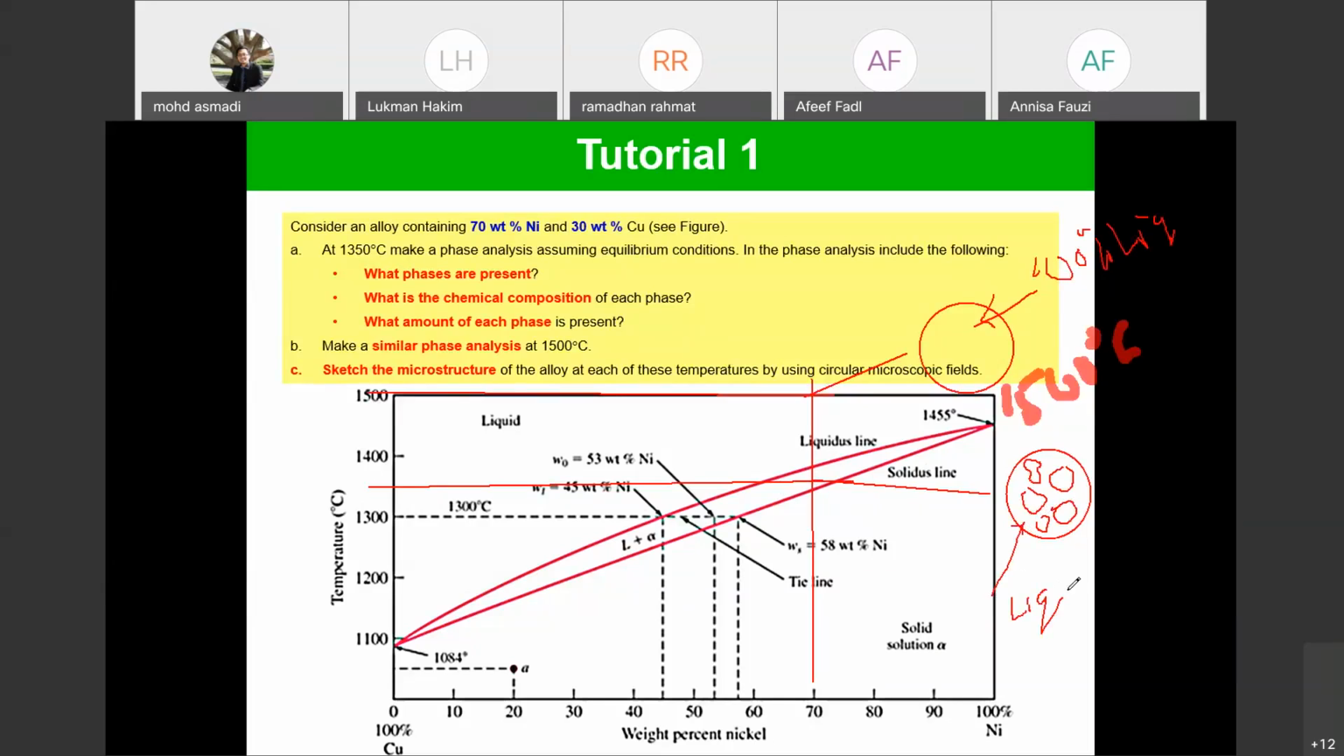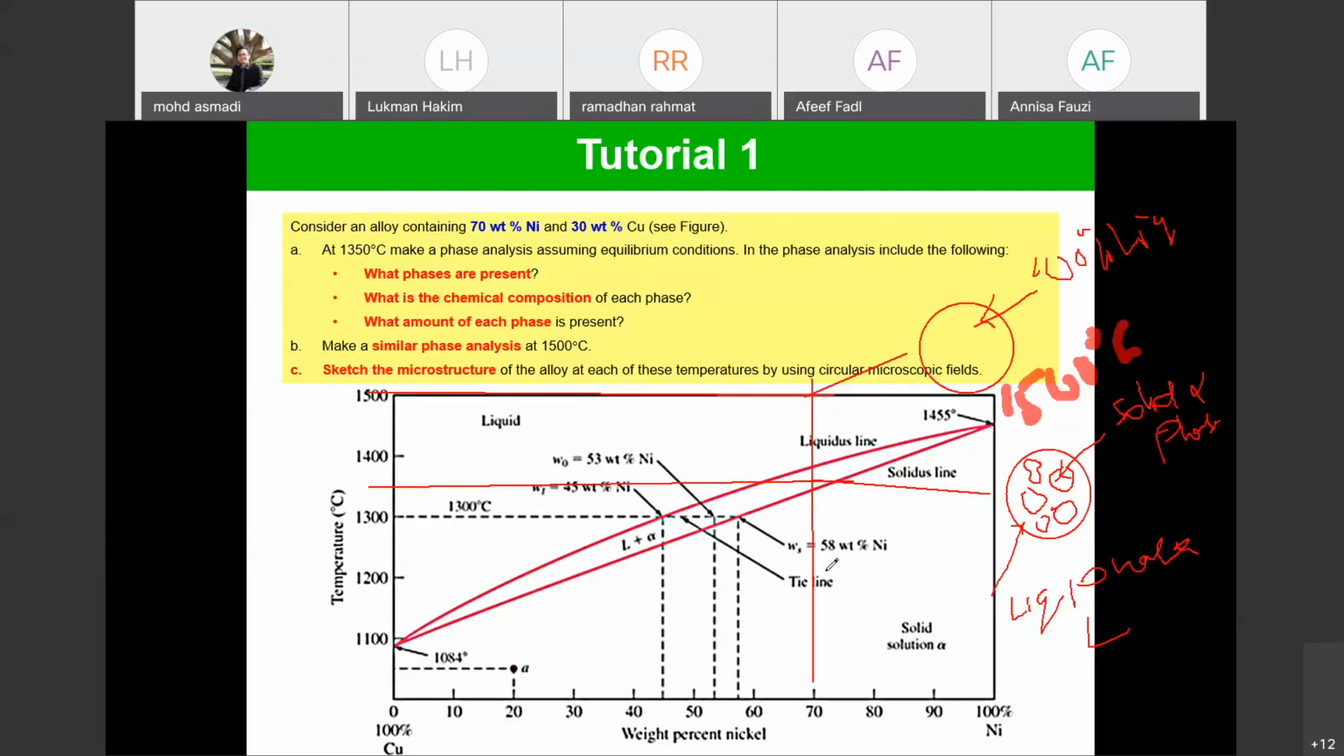Liquid phase is L. Okay, and this arrow is for the solid alpha phase. Right. Okay, so this is how you sketch the microstructure.